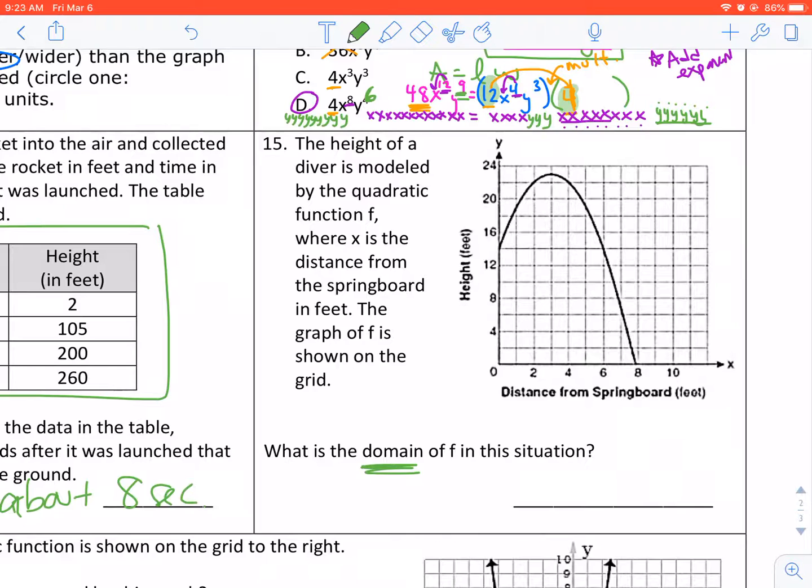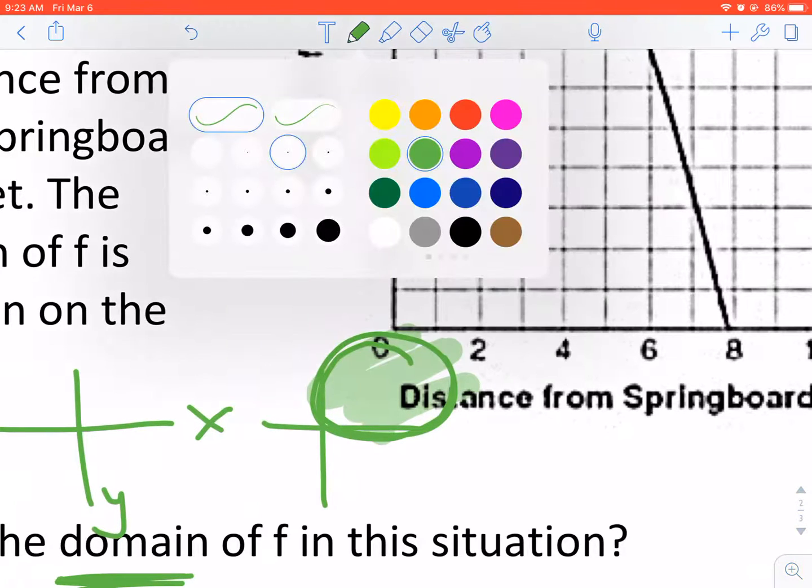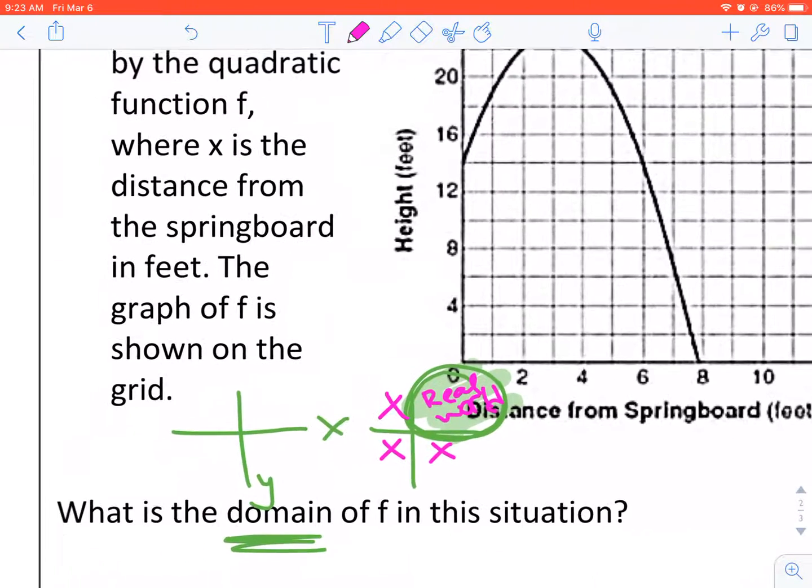All right, so we have two different situations. We have x and we have y, where we use the entire graph. And then we also have x and y, where I only use this top quadrant. When do we only use the top quadrant? The top quadrant is when we're talking about real life situations, real world. We have to think very carefully about, does it make sense to go backwards or down?